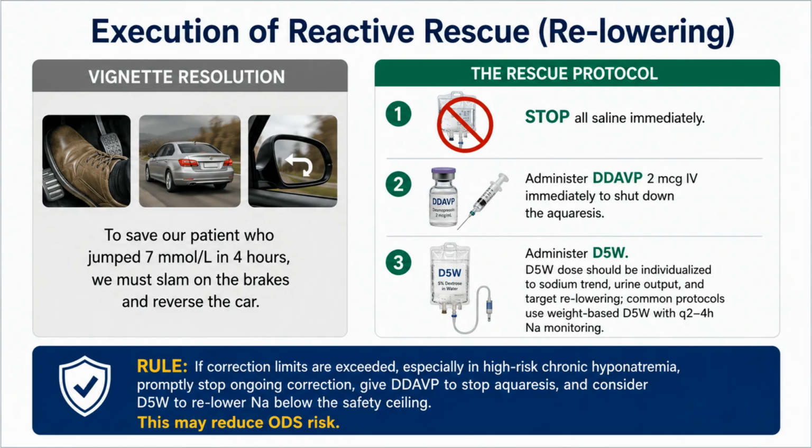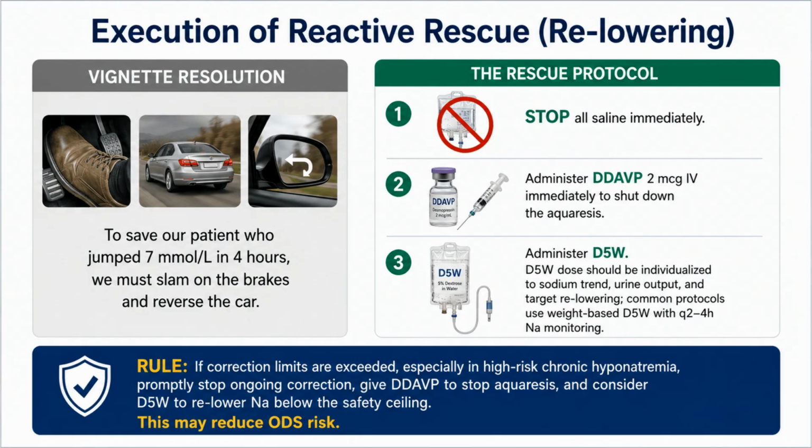Third, consider electrolyte-free water, usually dextrose 5% in water, to re-lower serum sodium below the safety ceiling. The dose is individualized to sodium, total body water, urine output, and the desired target, with repeat sodium checks every 2 to 4 hours or more frequently if unstable. The key concept is that re-lowering is not a failure. It is risk management. In high-risk chronic hyponatremia, promptly stopping overcorrection and re-lowering may reduce osmotic demyelination risk.